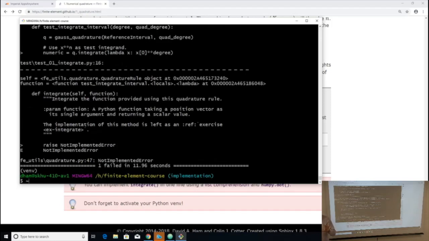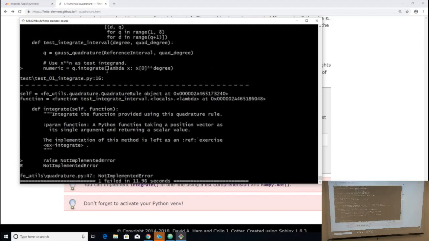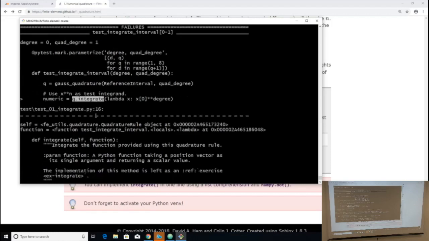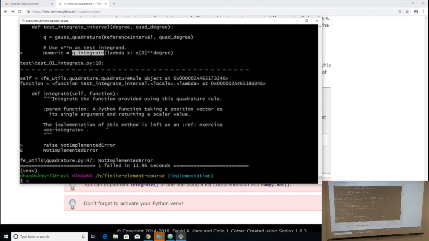So in this case, there was just the main test file, which is this bit, called integrate here, and here's the section on integrate, and integrate died because it's supposed to die, because all integrate does is raise an error.